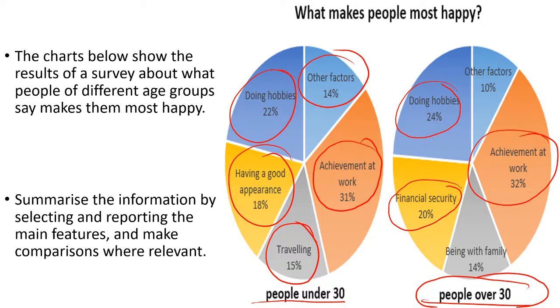But just remember, having a good appearance is not mentioned as a category for them, because having a good appearance, at 18%, is replaced with financial security. So you have to keep this in your mind. And the least, 10%, is for other factors.